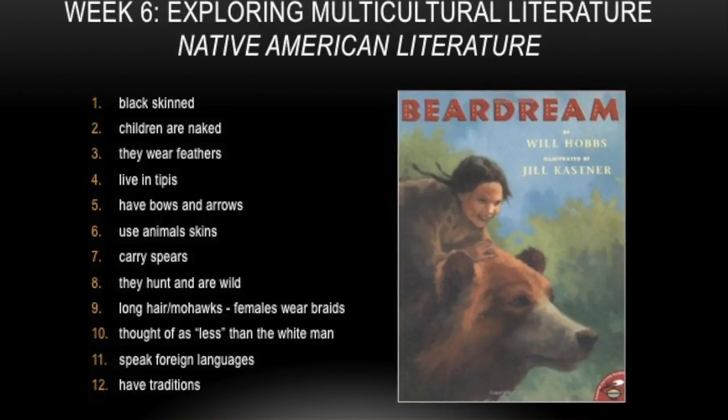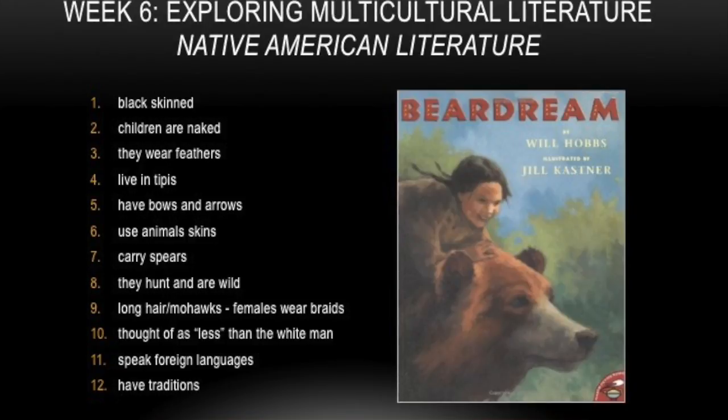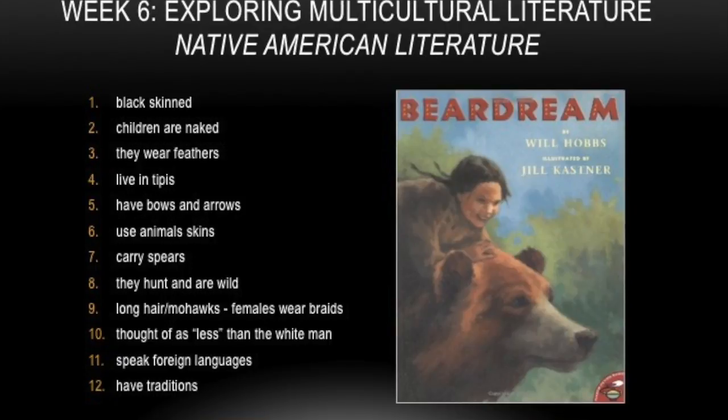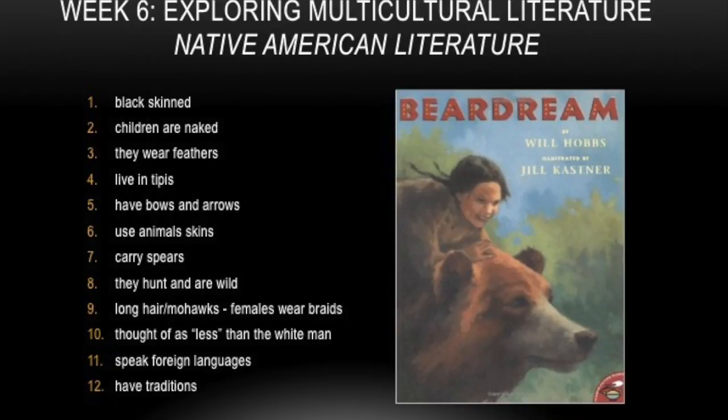I read Bear Dream to the girls, and they enjoyed the book overall, and they thought that the illustrations were great. When I asked them to compare the story to what they, quote, know about Native Americans, they found some similarities, which I found interesting. They noted that numbers 1, 3, 5, 8, and 12 were applicable to this story. So specifically, they were seeing characters who were very dark-skinned. They wore feathers. They carried bows and arrows around with them. They hunted and were considered by the students to be wild. And they had traditions, and specifically they were referring to the bear dance.